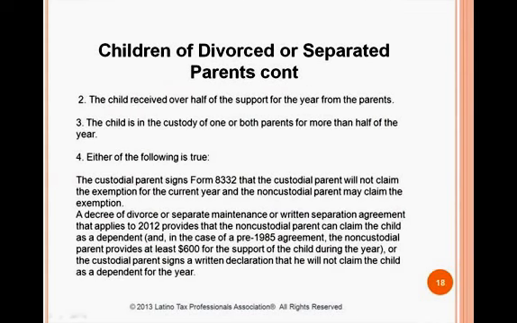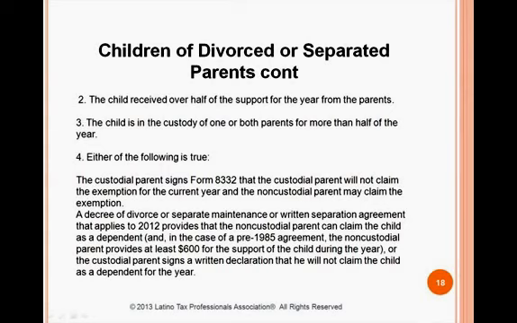The child received over half of the support for the year from the parents. The child is in the custody of one or both parents for more than half of the year, and either of the following is true. The custodial parent signs Form 8332 stating that the custodial parent will not claim the exemption for the current year, and the non-custodial parent may claim the exemption. And this is a very important form to fill out because that's usually the issue. There's a lot of argument over who can claim the exemption.